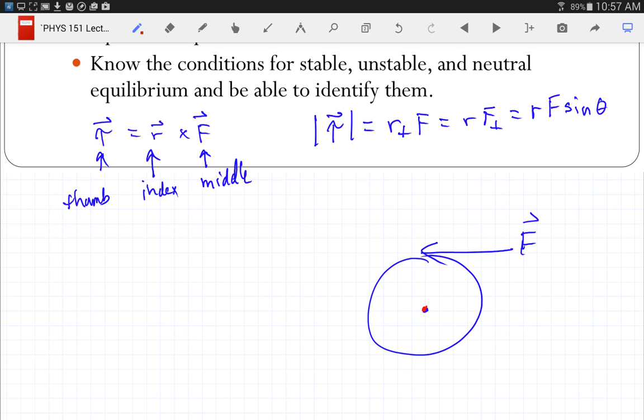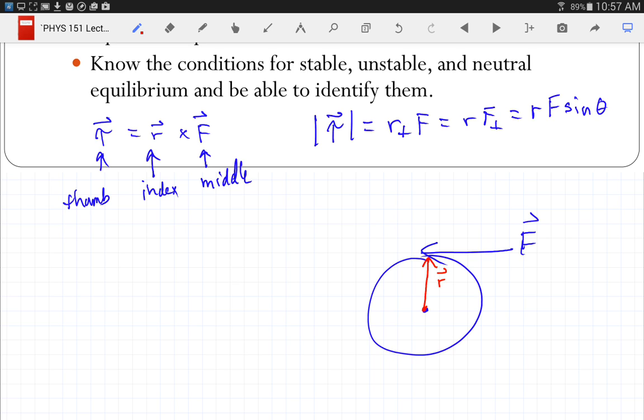How do I define then what the direction is for my R vector in the cross product? Goes from where to where? Okay, from the place I'm summing about to where the force applies. So I'm summing about the center and the force applies above it. So that's my R vector.